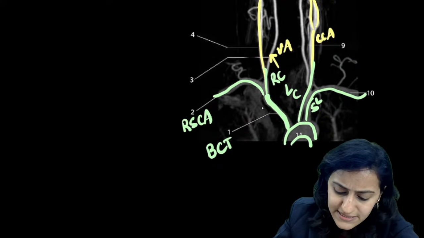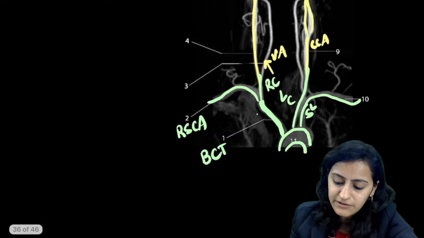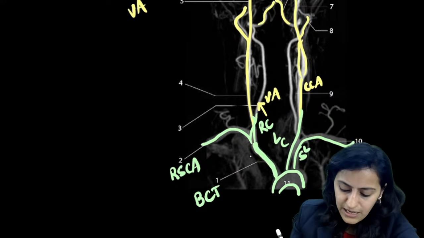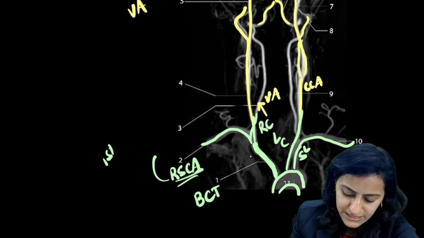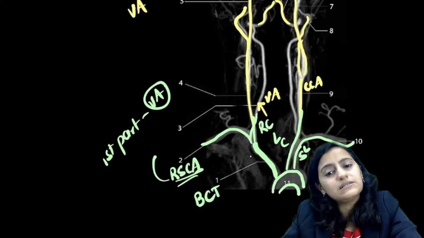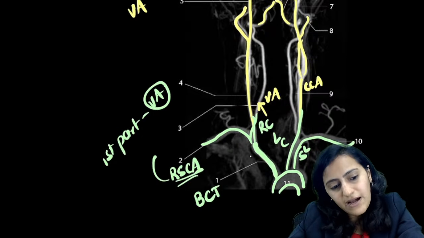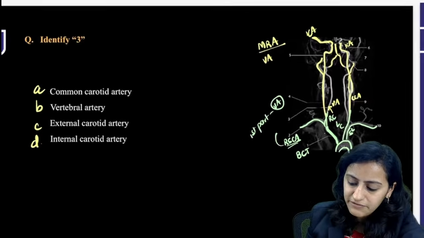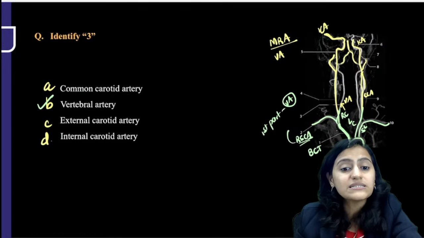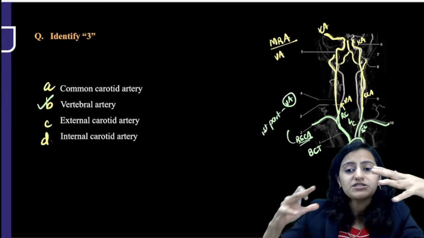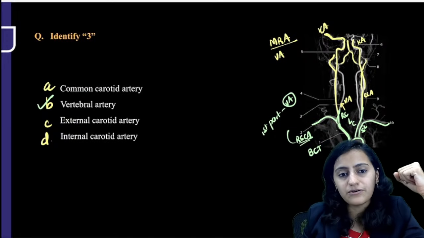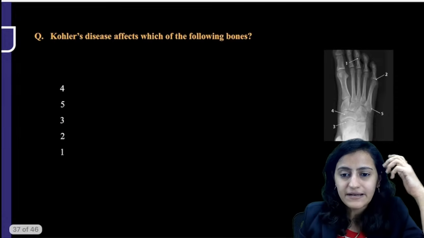From where is this vertebral artery arising? The vertebral artery comes from the subclavian artery. The first part of the subclavian artery gives the vertebral artery. It's a branch of subclavian artery, right? So these are the various vessels that you are seeing here. The structure labeled 3 here is the vertebral artery, which is joining with the other vertebral artery to form the basilar artery. Okay, to form the basilar artery, right?